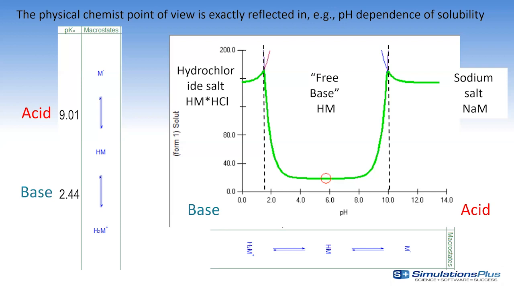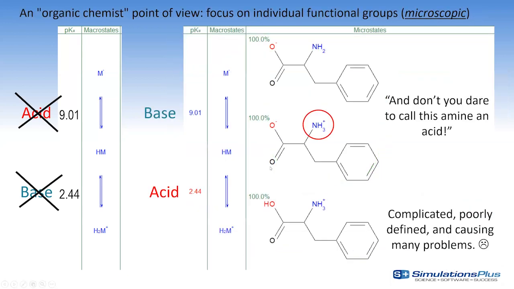Unfortunately, most chemists subscribe to an organic chemist point of view. They pay attention to individual functional groups. And that ties to myth number 1 about assignments as well.